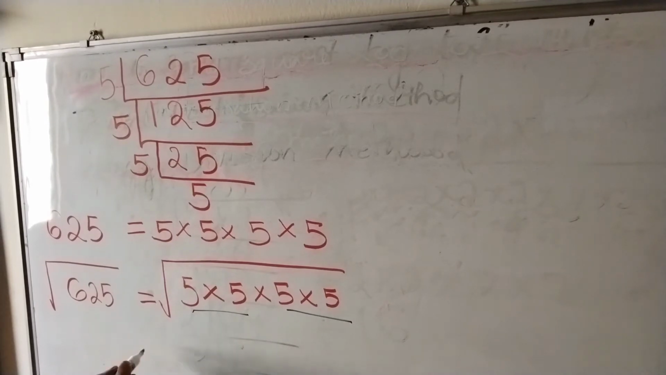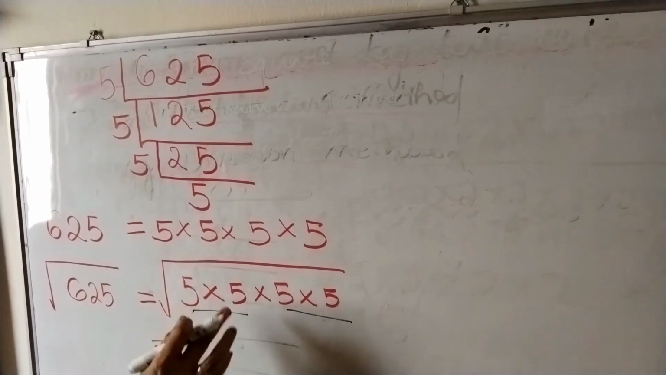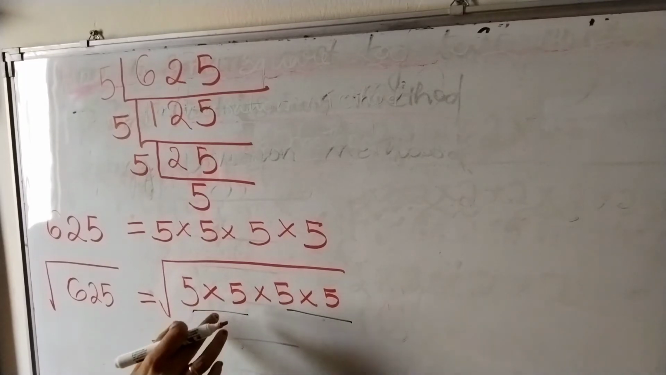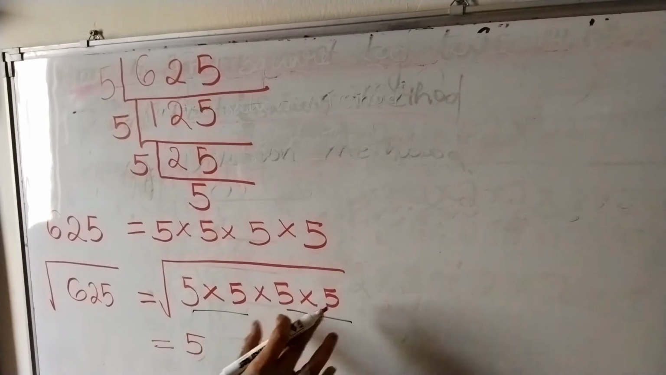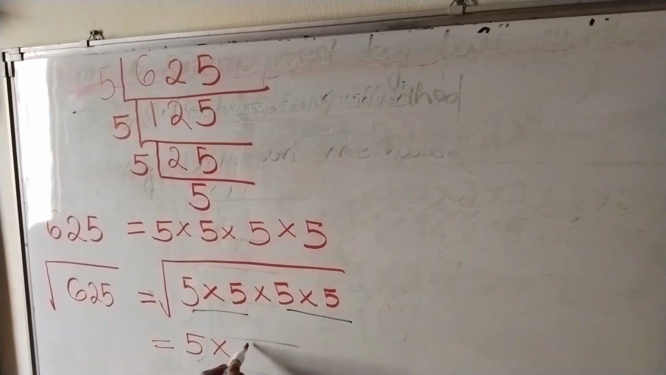From this pair, you take one 5, and from this pair, you take one 5. So 5 into 5 is equal to 25. So what is the answer? The square root of 625 is equal to 25. Is it clear? Is the concept clear?